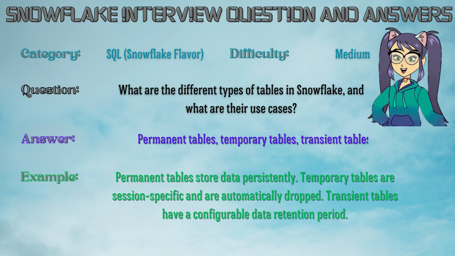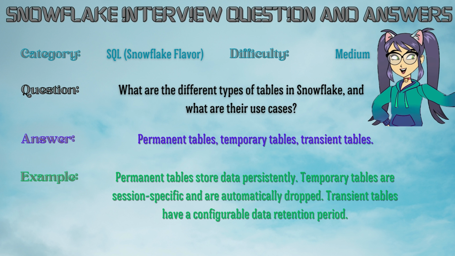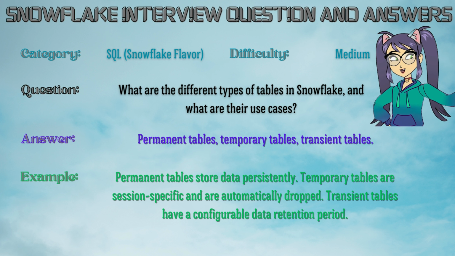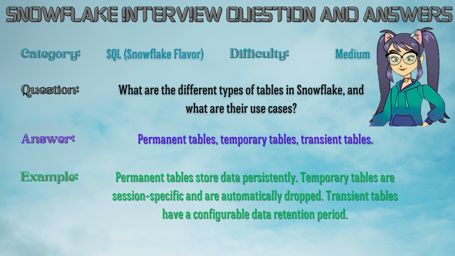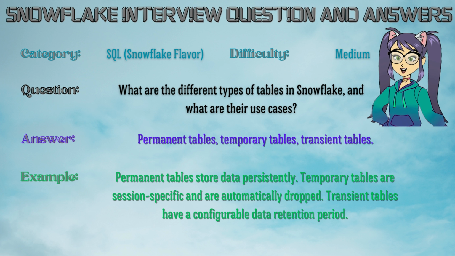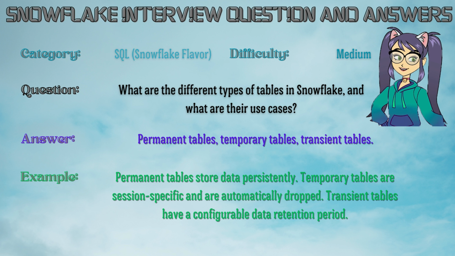Next question: what are the different types of tables in Snowflake, and what are their use cases? And the answer is: permanent tables, temporary tables, transient tables. For example, permanent tables store data persistently. Temporary tables are session-specific and are automatically dropped. Transient tables have a configurable data retention period.